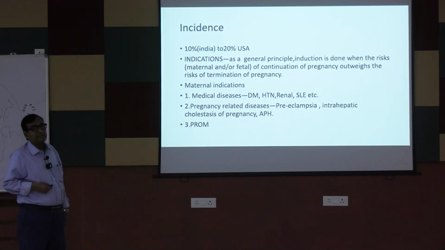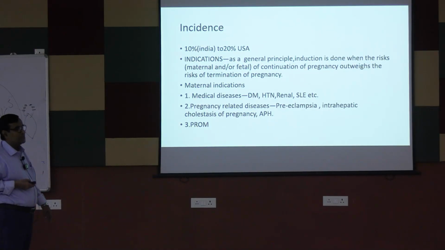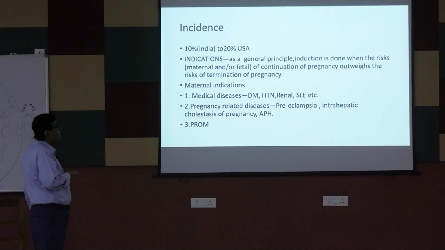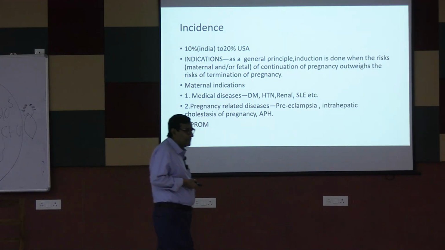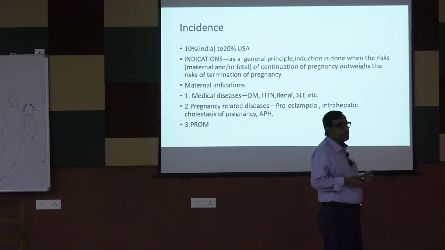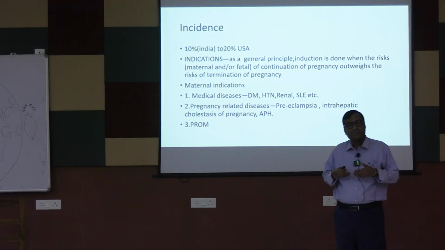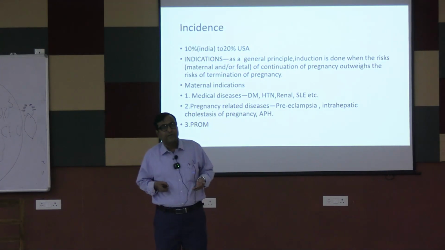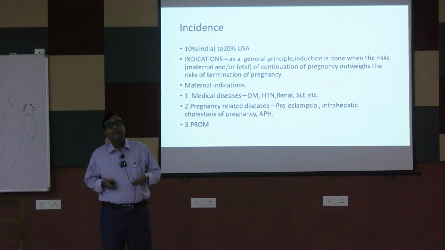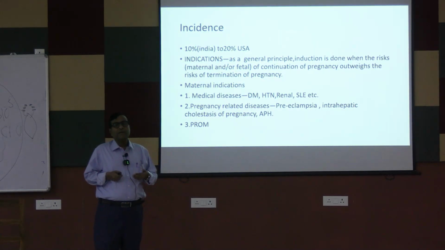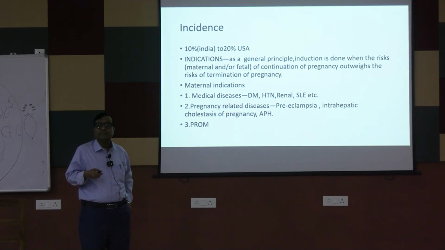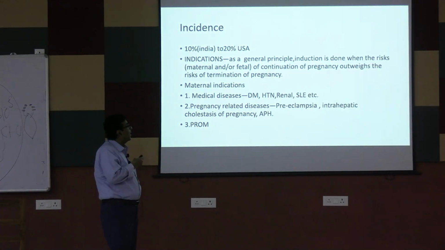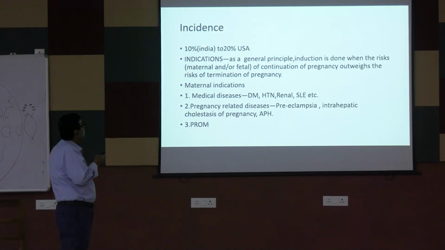Now, incidence. In India, incidence is about 10% and in the USA it is about 20%. What are the indications? The general principle of indication is, if the risk of continuation of pregnancy exceeds the risk of termination of pregnancy, only then we go for induction. What are the indications?